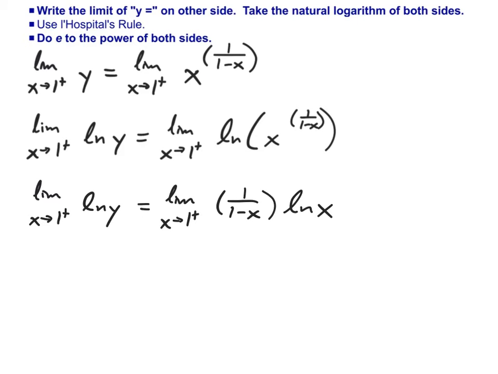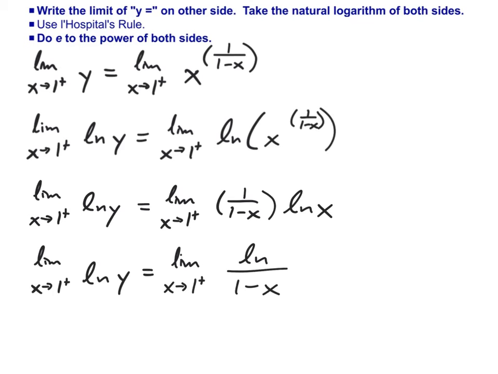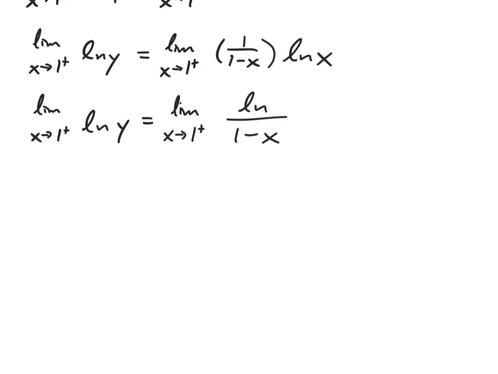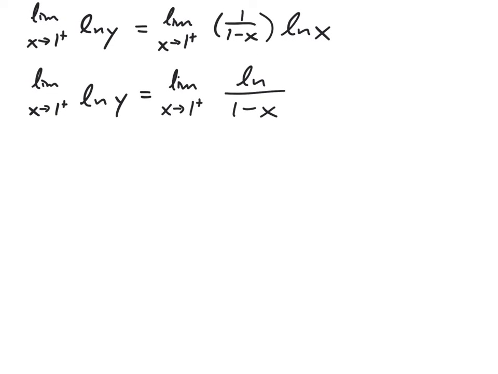And so now that I have my product, in order to turn it into a quotient, I do always want to keep the natural log on top, but it works out really nicely in this case because, of course, this is already a fraction. And so now that I have that written as a quotient on the right-hand side, I can now go ahead and apply L'Hopital's rule by finding the derivative of the numerator and the denominator separately.